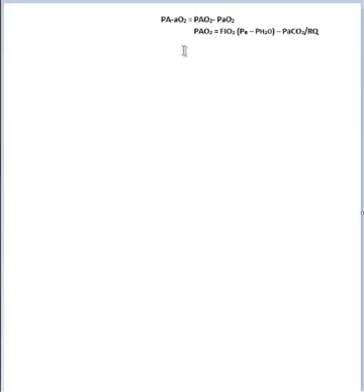Positioning that so that it's in the same place, I'm now going to put the whole equation together. So you can see it looks like this. A little bit more complicated, but not too complicated, as you'll see in a second.